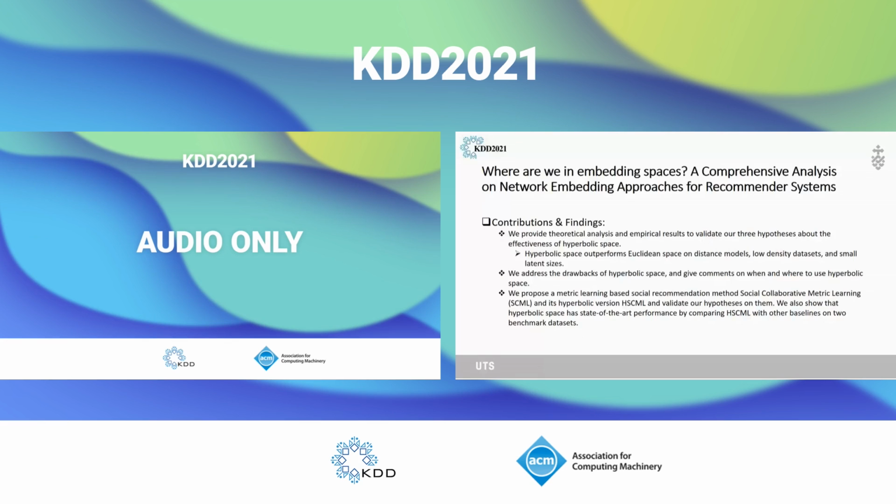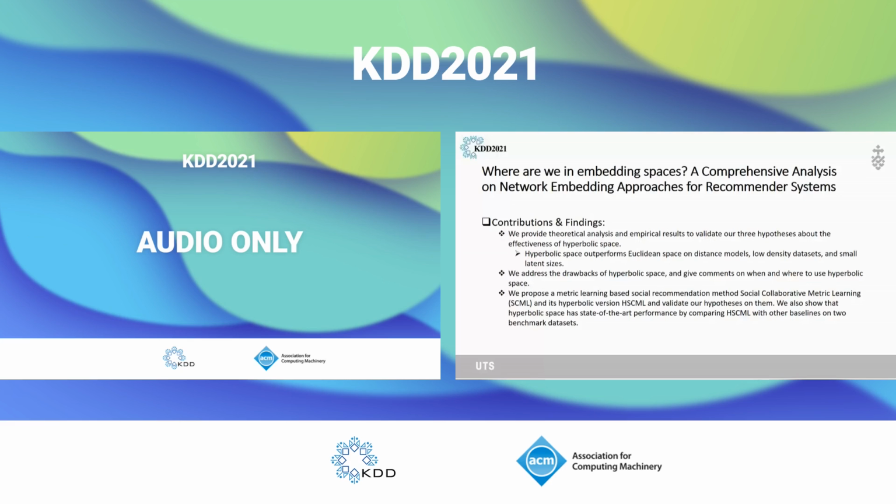We'll address the questions of when and where hyperbolic space and hyperbolic embeddings outperform Euclidean space in recommender systems. The main contributions and findings of this paper are as follows. First, we provide theoretical analysis and empirical results to validate our three hypotheses about the effectiveness of hyperbolic space. We claim that hyperbolic space outperforms Euclidean space on distance models, low density datasets, and small latent sizes.